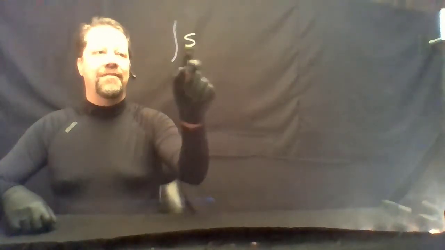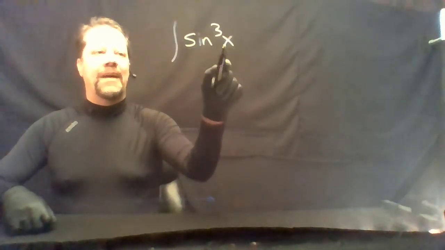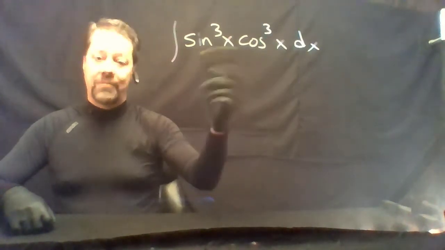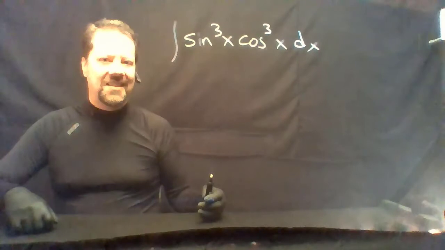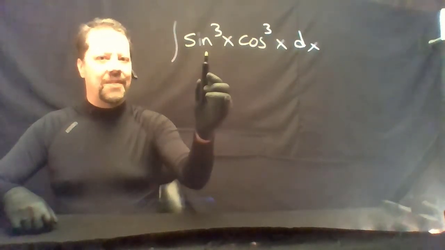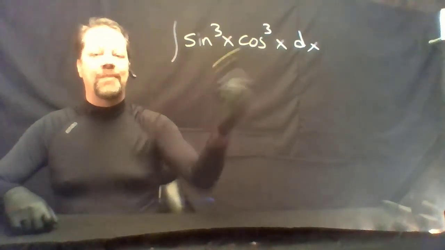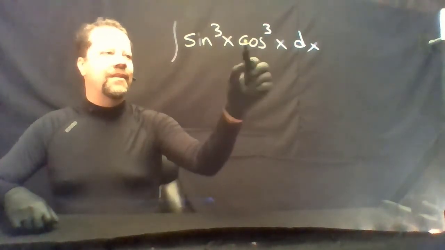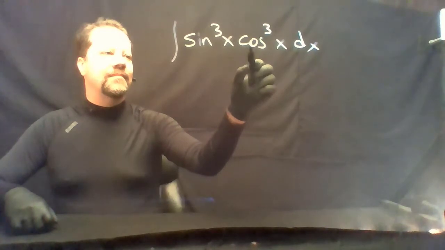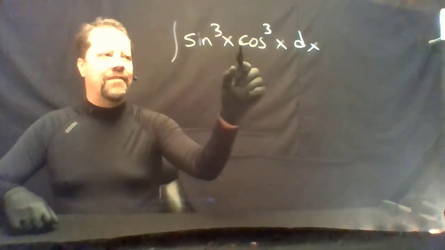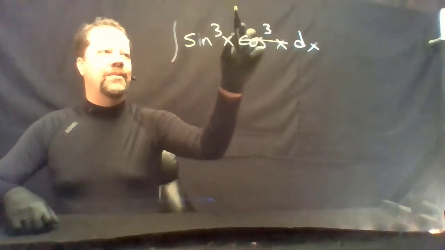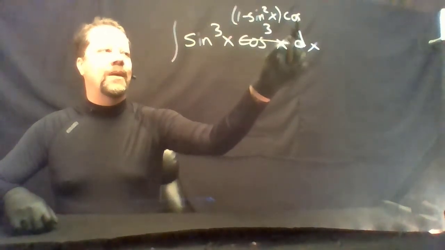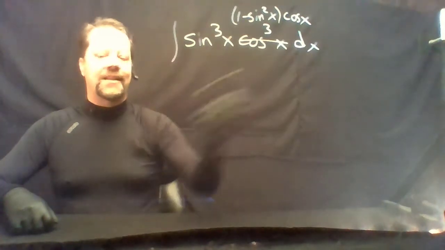What happens if you have an odd power of sine and an odd power of cosine? What if they're both odd? In this case, you still use a u substitution. Anytime at least one of those powers is odd, you'll use a u substitution. Let's convert cosine cubed into 1 minus sine squared x with 1 cosine x left over, the cosine x dx.